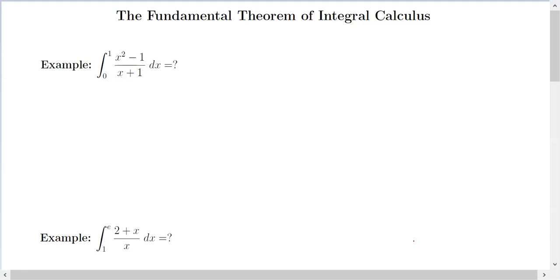Here we're going to work some more examples using the fundamental theorem of calculus to evaluate definite integrals. So here's an integral. When we look at this integrand, it's not in my list of integrals that I know how to do. I have that long list of basic integrals that I know how to do.